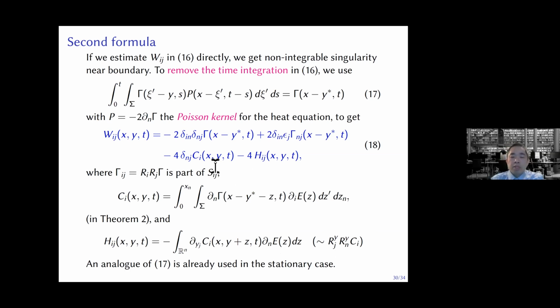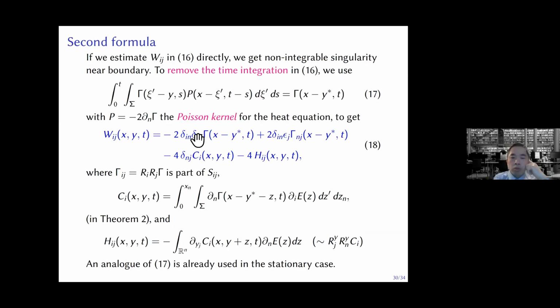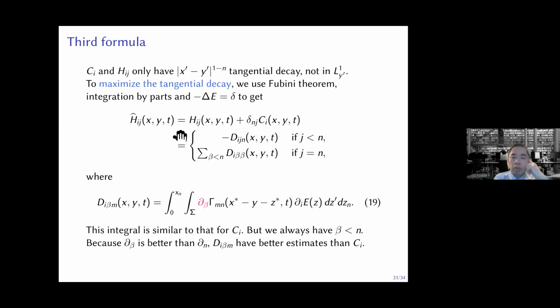We were very happy with this formula until we found the following. Ci and Hij only have 1 over n tangential decay, so it's not in L1 in y prime. So this is very bad. We have only this decay, and we cannot construct solutions for Navier-Stokes. So we want to maximize the tangential decay. What we do is combine the last 2 terms together.